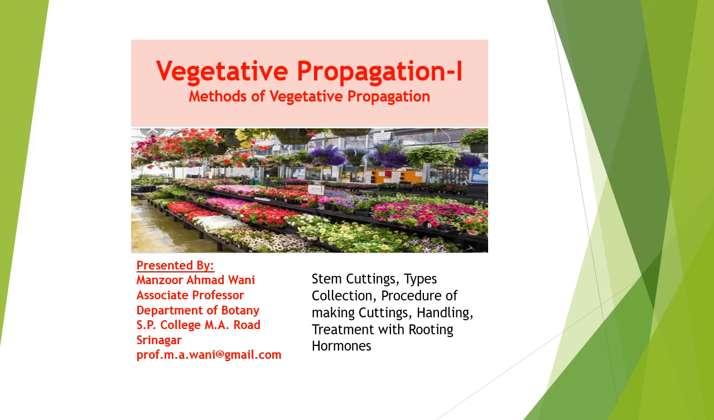It will cover various aspects of vegetative propagation. It will be dealt in several parts. Today we will discuss part 1. Part 1 will cover stem cuttings, types of stem cuttings, collection, procedure of making cuttings, handling of cuttings, and their treatment with rooting hormones.